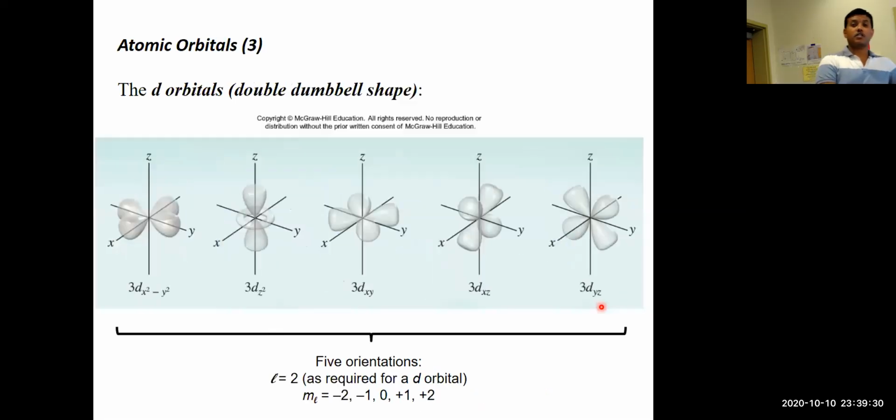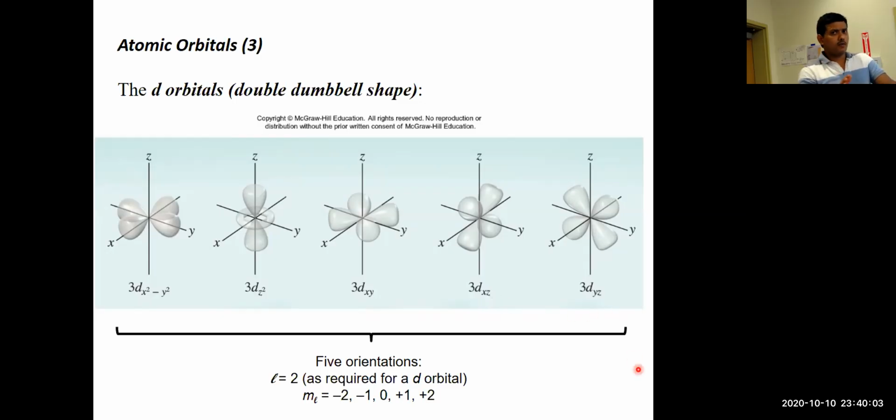And the d orbital shape, we can call, in general, a double dumbbell shape. Most of them fit the description except this one. Double dumbbell, double dumbbell, double dumbbell, and double dumbbell. The d orbital has 5 different magnetic quantum numbers of -2, -1, 0, +1, and +2. Those are arranged into these different orientations of x squared minus y squared, z squared, xy, xz, and yz.